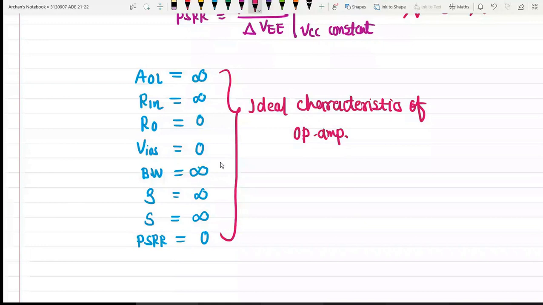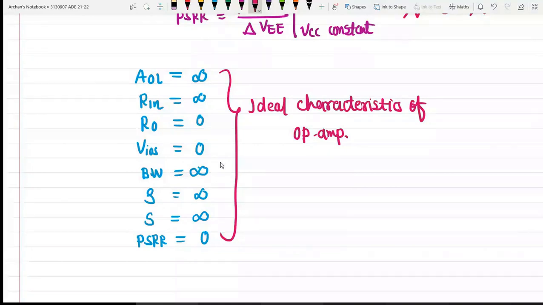because we are available with two supply voltages, and if we increase or decrease the value of supply voltages, then what is going to happen? There should be a change in offset voltage. Okay. So the ratio of this change in offset voltage to the change in supply voltage will give us the value of PSRR. Okay, and ideally it should be equal to 0. 0 means when I change the supply voltage, the offset voltage is changing almost 0. Okay, and this is the ideal thing.